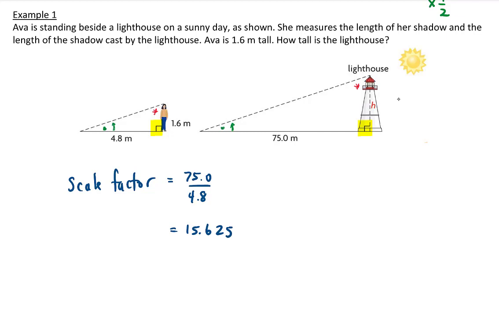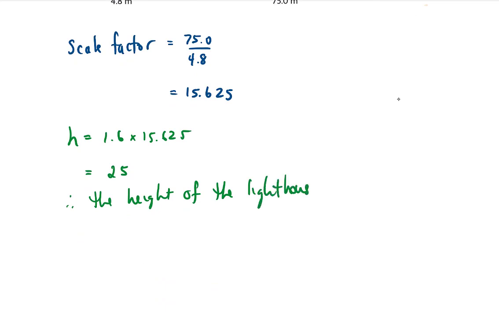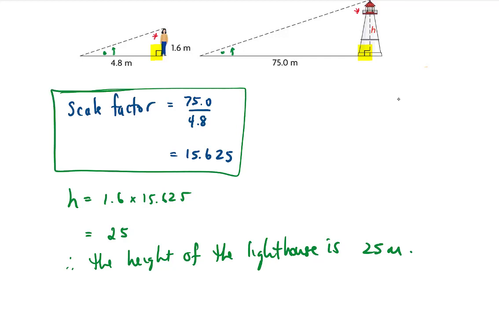So if we want the height of the lighthouse, H, it is going to be 15.625 times bigger than Ava. So 15.625 times 1.6. That tells us that the height of the lighthouse is 25, and in this case, 25 meters. So therefore, the height of the lighthouse is 25 meters. So that's by using our scale factor. A second way is to set up a ratio.